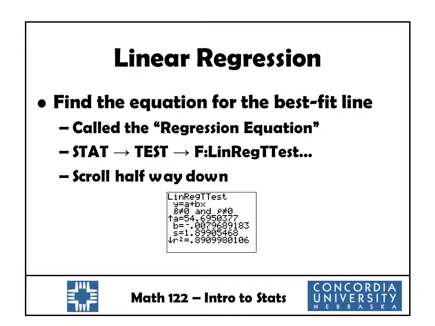So after we've got the data entered, which we've already done, we go to that linreg t-test, which we've already done. It should already be on your calculator. If we scroll about halfway down in the results, we see a equals 54.69 and b equals negative 0.0079. Also notice there at the top of the screen we have y equals a plus bx. That's the form of the linear regression equation that the calculator is using. And it automatically calculates the value of a and the value of b. That's it. That's all we have to do. There's nothing more we have to do.